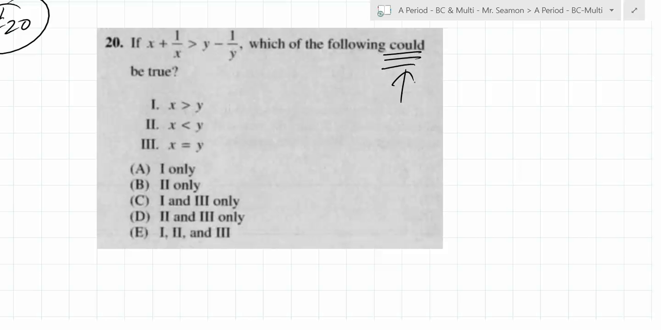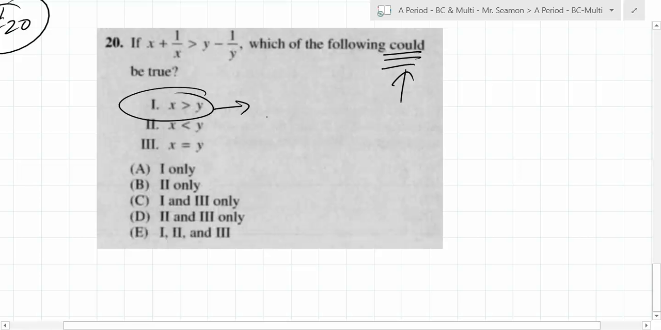So it could be true. All you have to do is come up with examples. So x is greater than y, just pick a number where x is greater than y. My tip for this: pick extremes, and maybe not start with 1. Of 1, 2, and 3, which one do you think is the easiest? The third one, right? Two numbers that are equal.